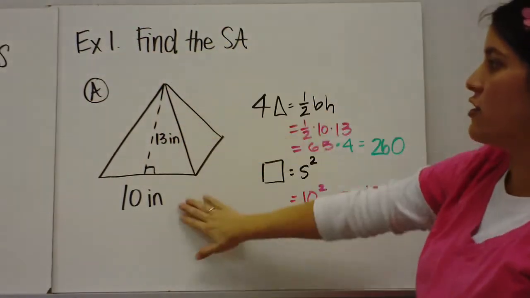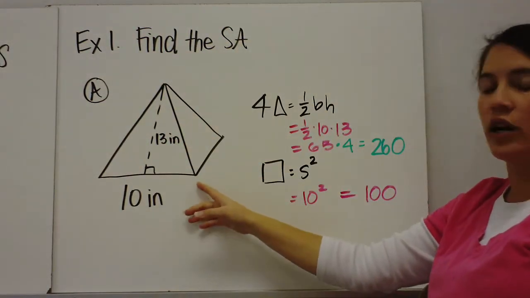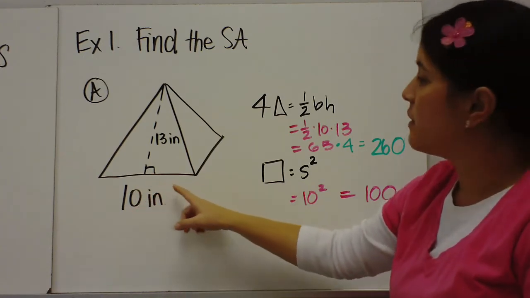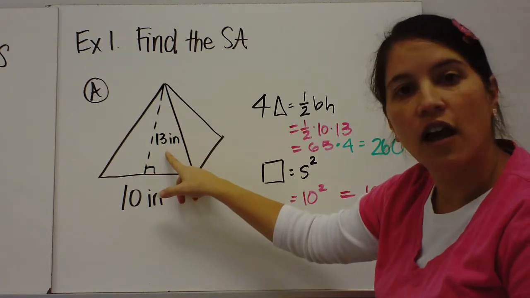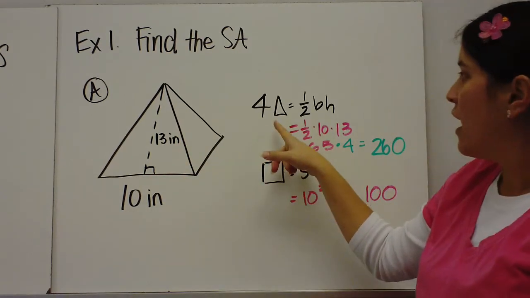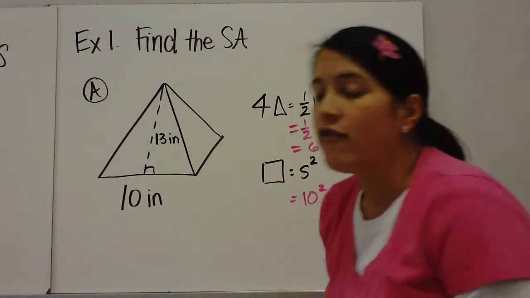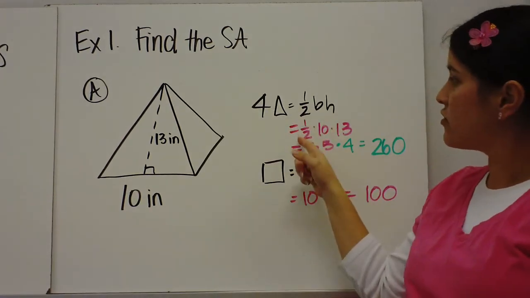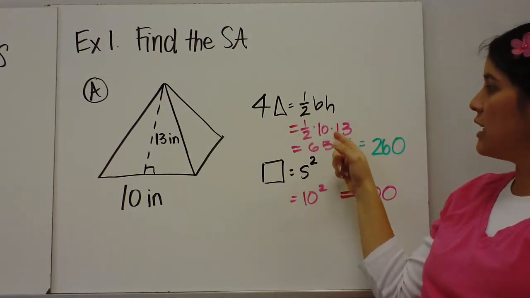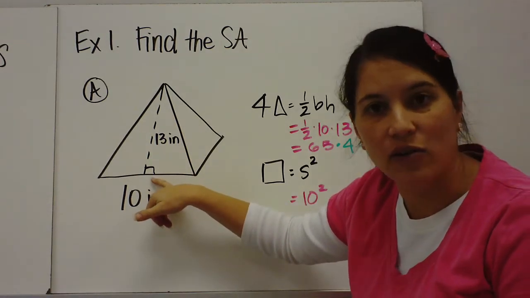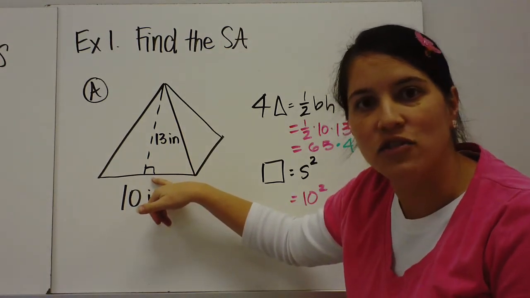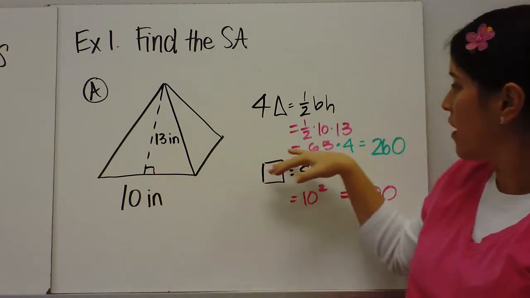Alright, example 1, find the surface area. Here we have a square pyramid with the dimensions, 10 inches for the base, and a height of 13 inches. And I have written over here, my 4 triangles is 1/2 BH, so half times 10 and 13. And remember, you have to use the ones that make the right angle. That would be the base and height of the triangle, 10 and 13.